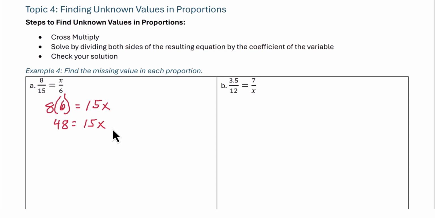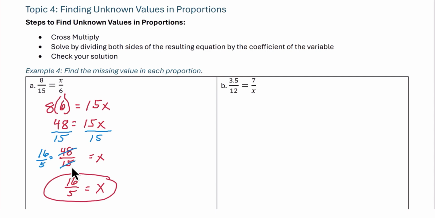In order to remove that 15, we'll divide by 15. If we do it on the right side, we need to do it on the left side as well. X equals 48 divided by 15. Now we can reduce this fraction. 48 and 15 have a 3 in common, so we'll divide 48 by 3 to get 16, and we can divide 15 by 3 to get 5. So x is 16 divided by 5.